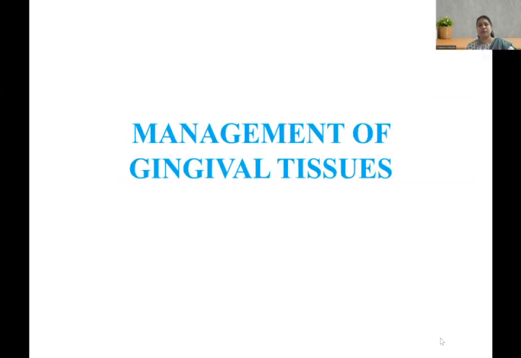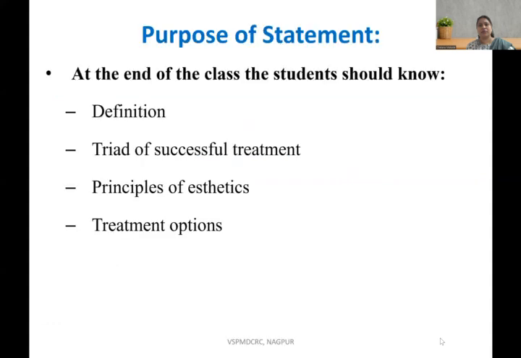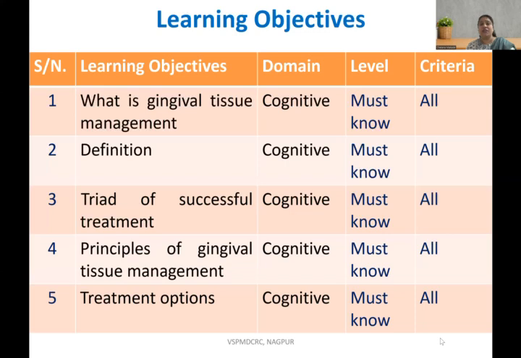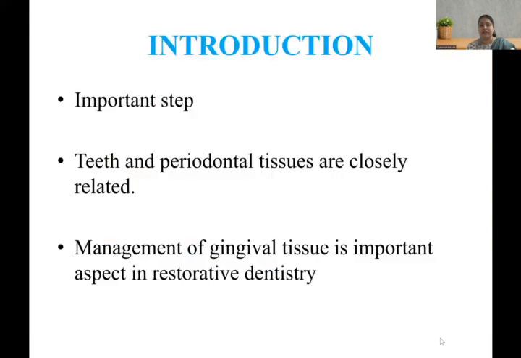Today we are going to learn about management of gingival tissues. At the end of the class, you will get to know the definition, the triad for successful treatment, why it is required for maintaining the principles of aesthetics, and the different treatment options for management of gingival tissue. All those domains that will be covered in this topic are cognitive and must-know for every dental professional.